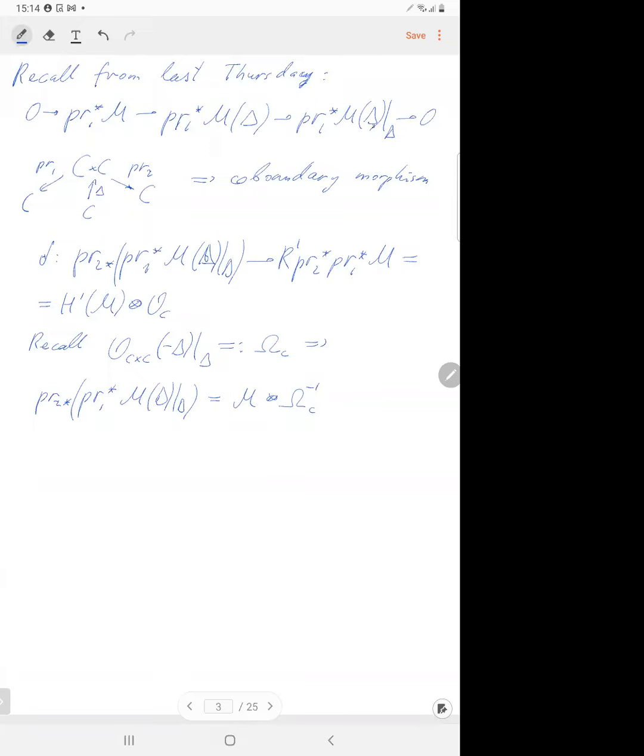That's it. So our coboundary morphism is from M tensor the dual sheaf of differentials to the first cohomology with coefficients in M tensor.